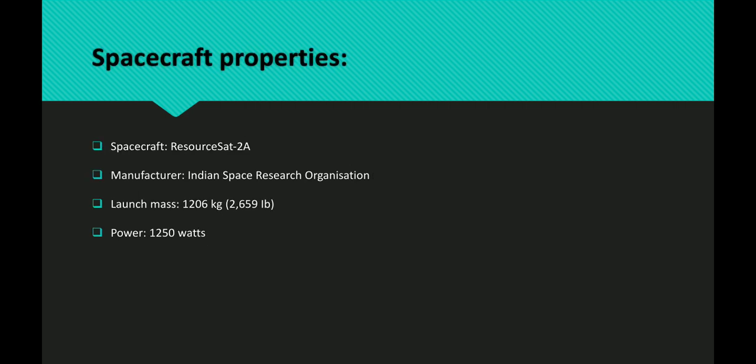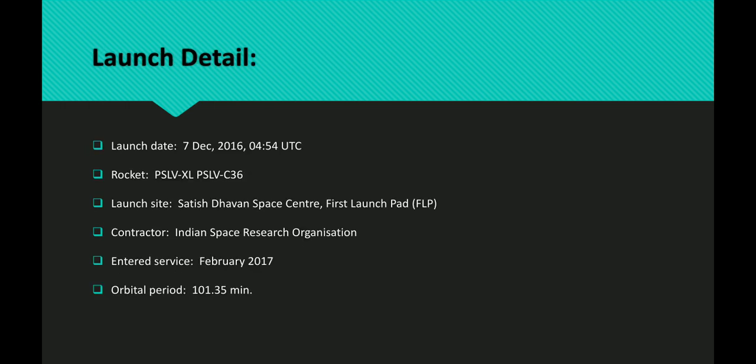Then we see the spacecraft properties. The spacecraft name is ResourceSat-2A and it is manufactured by the Indian Space Research Organization, that is ISRO, and its launch mass is 1206 kg and the power is 1250 watts.